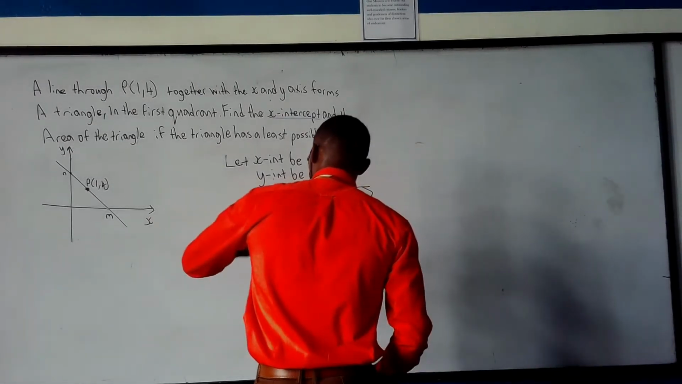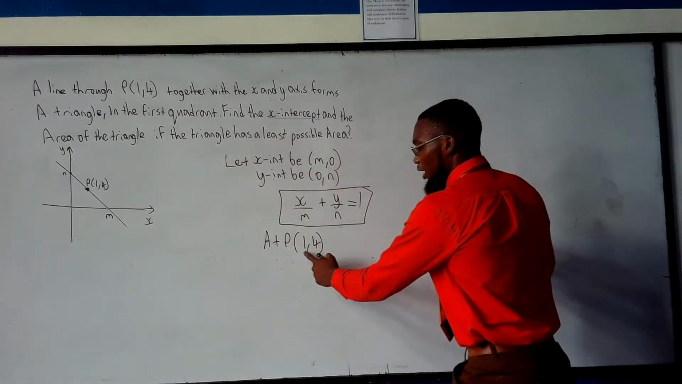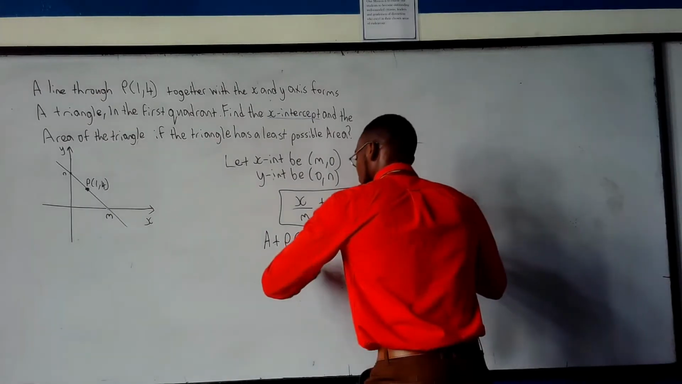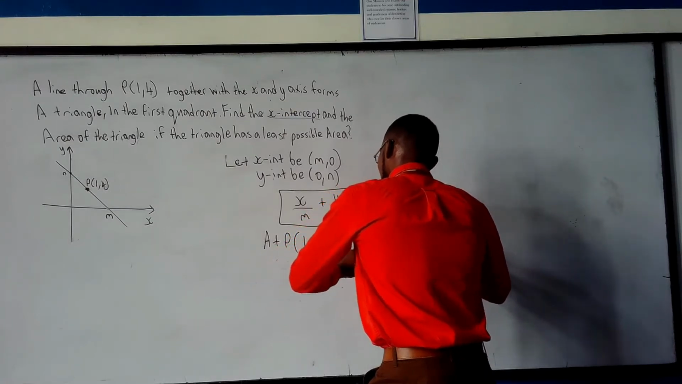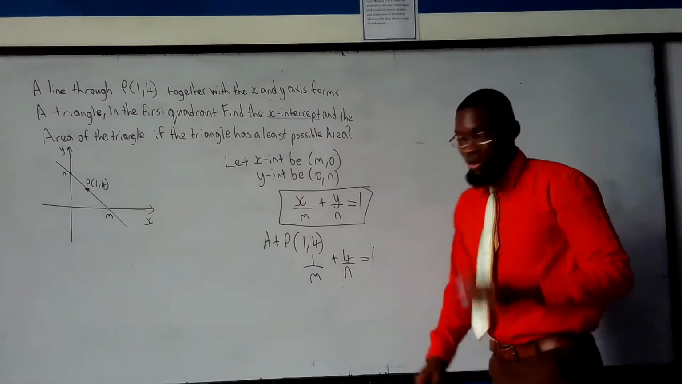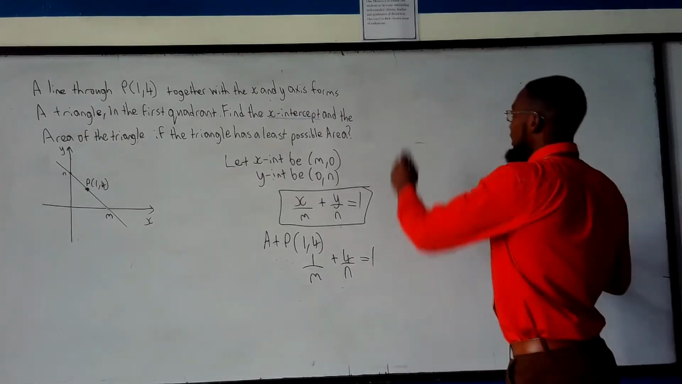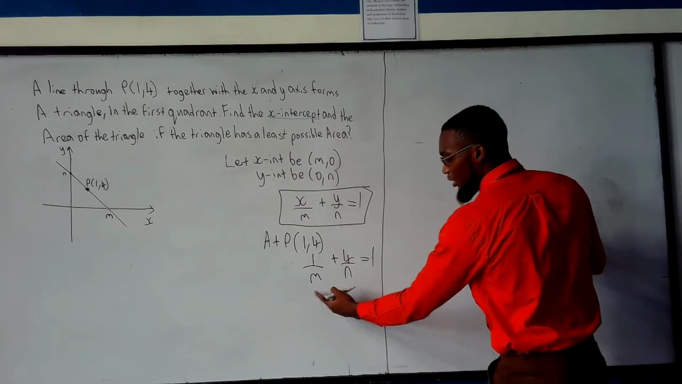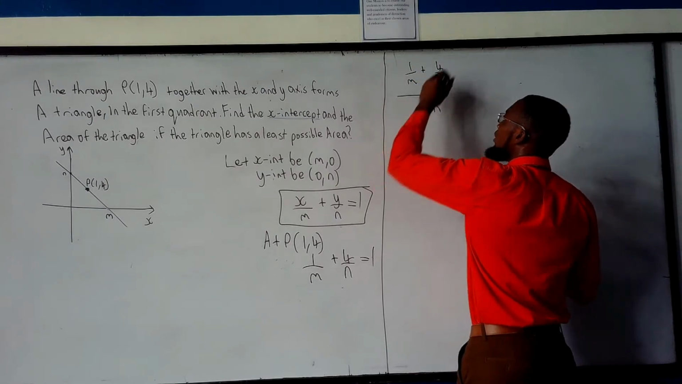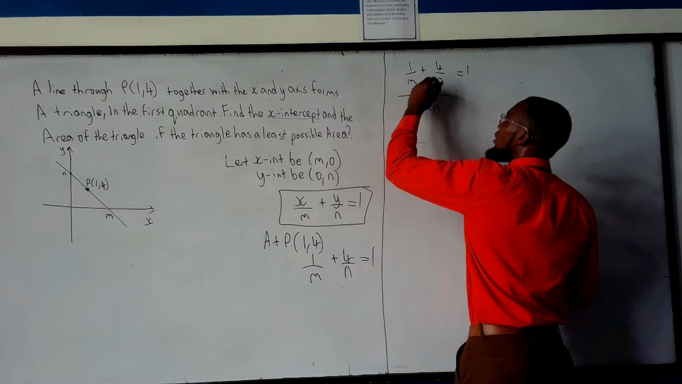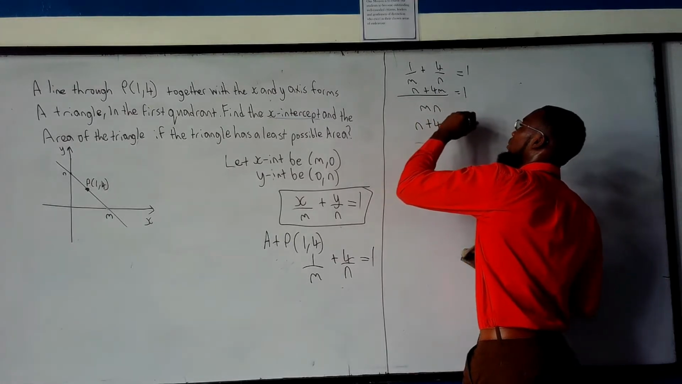So now we can say at P, and P is the point (1, 4). So x is 1, y is 4. Plug it in: 1 over m plus 4 over n equal to 1. Now look at this. If this is what we have now, we can write this as one fraction, just to look a little bit better. Then we'll cross multiply to get n plus 4m equal mn.